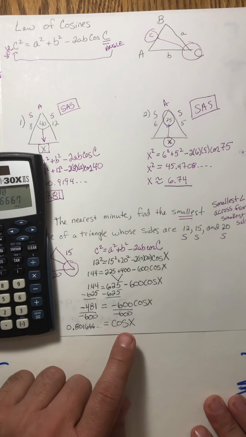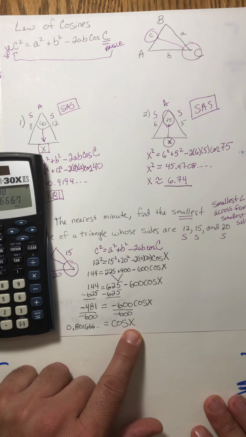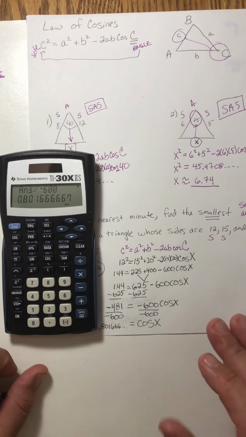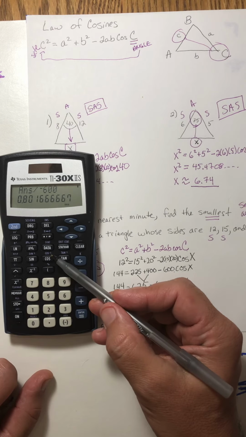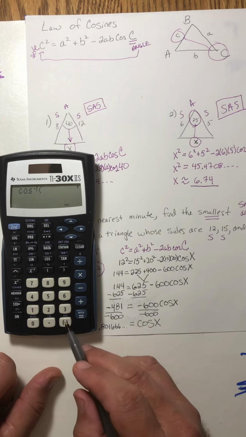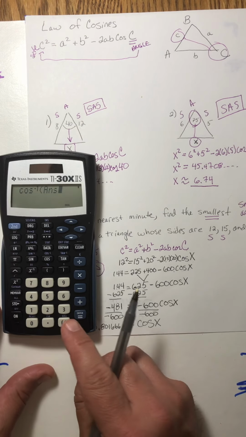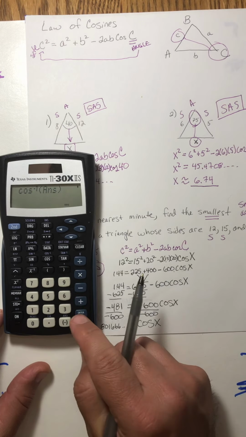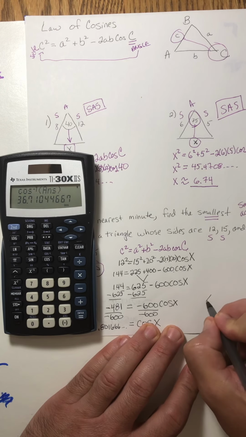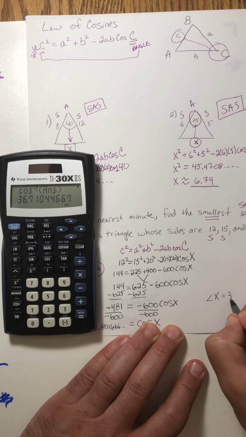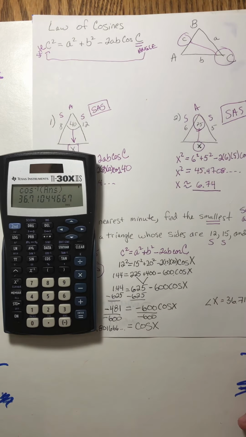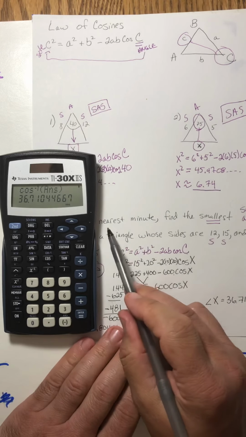Okay? Remember, we're looking for x, the angle. We have to do inverse cosine. Remember, inverse cosine is a cosine with a negative 1. There it is right there. So second cos, and now I'm going to do ANS. Second ANS. Close the parentheses, hit enter. And so we have angle x is equal to 36.7104 dot dot dot. Now, my question said to the nearest minute.